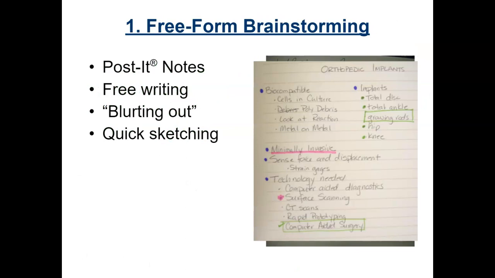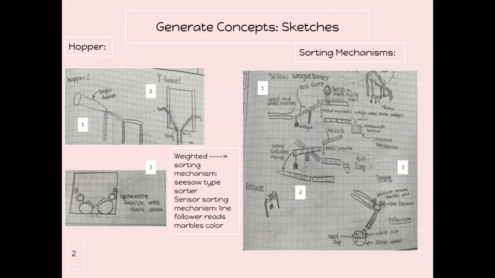And there's four different ways that we can generate concepts. The first one, the most common one, is called free-form brainstorming, right? This is where you do brain vomit on a piece of paper. You sketch a bunch of stuff out. You say a bunch of stuff really quickly. You do post-it notes, getting those ideas out as fast as you possibly can.